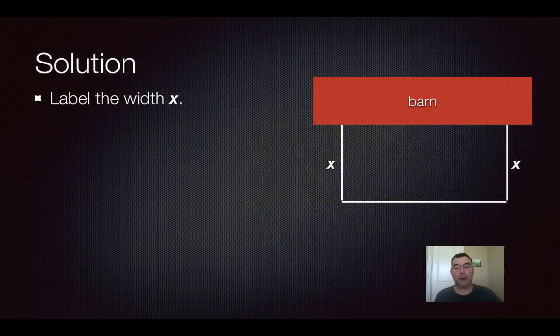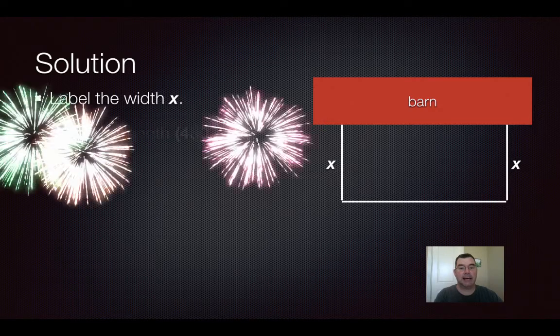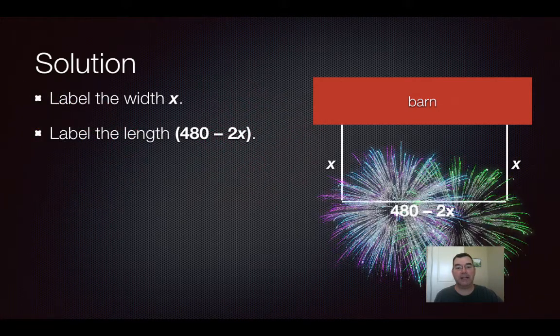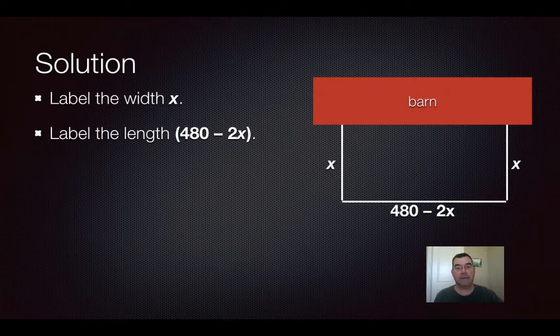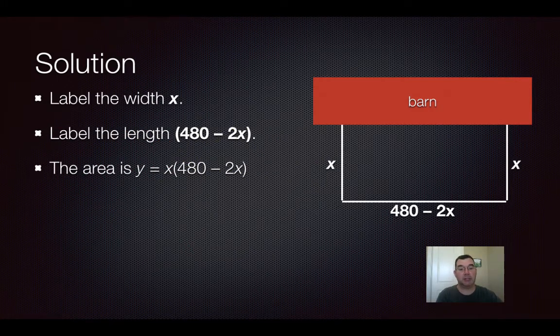We're going to label the width with x, and since he has only 480 feet of fence, I take the 480 feet total and subtract both of those x's that I've already labeled, so the length must be 480 minus 2x. Now I've got the length and the width of my rectangle, so I can figure out the area by multiplying them together. The area is x, the width, times 480 minus 2x, the length. If I use the distributive property, I get that the area can also be calculated as y equals negative 2x squared plus 480x.